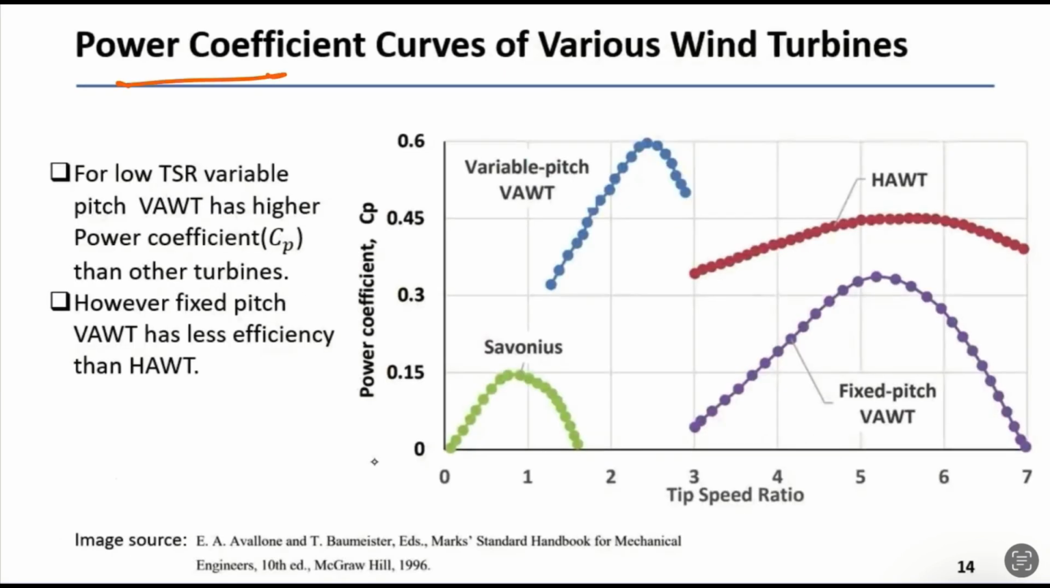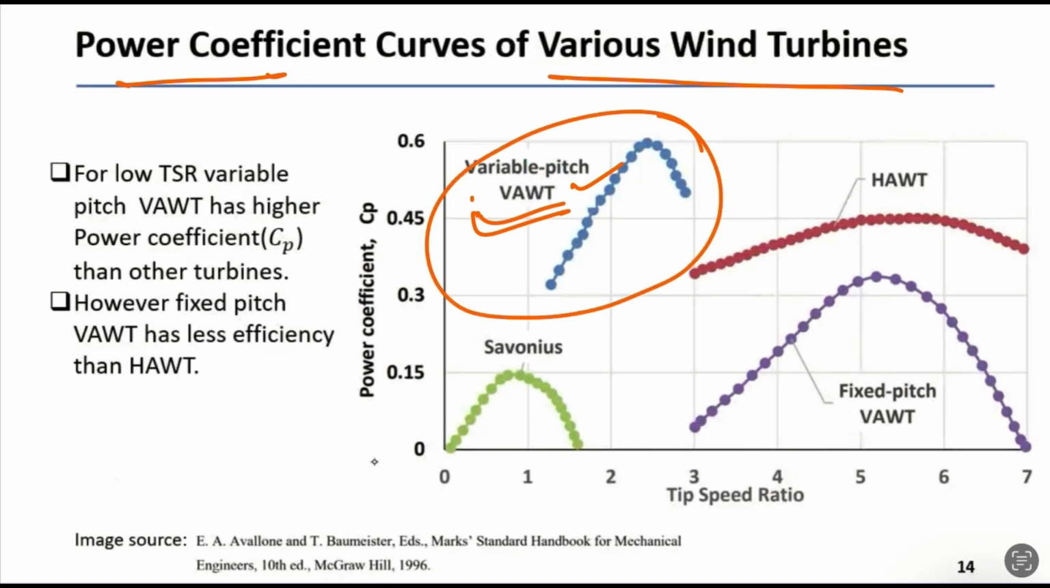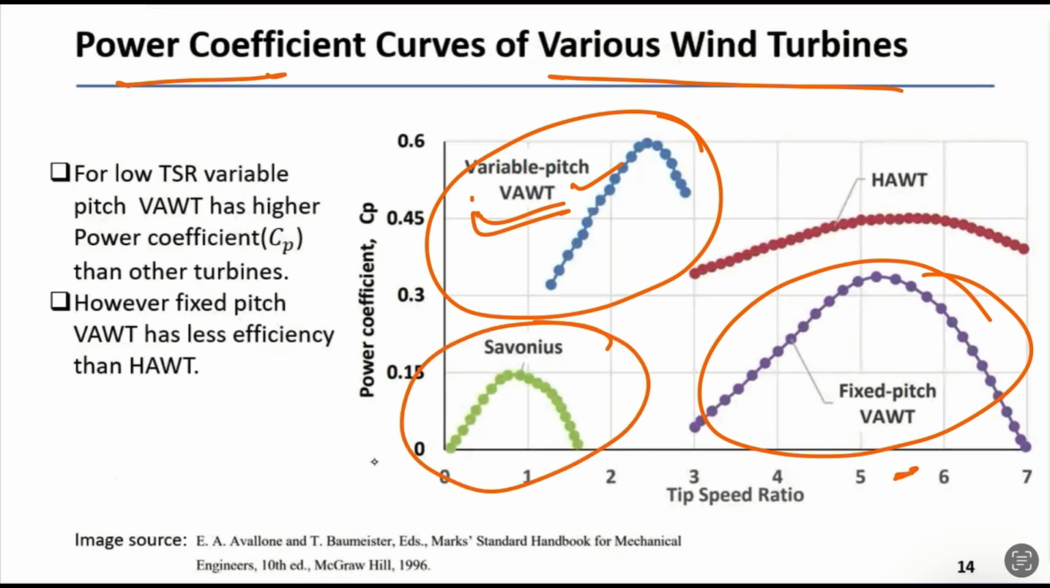Power coefficient. Now, coming to the power coefficient curves of various models, you can see that the variable pitch vertical axis turbine, which requires a small tip speed ratio, performs better than all other turbines. This is very interesting to notice. However, the fixed pitch vertical axis turbine is not performing that well, and the horizontal axis turbine is always pretty dominant. The Savonius wind turbine performs very poorly because it is a drag-based turbine and is not that efficient, resulting in a very small CP.